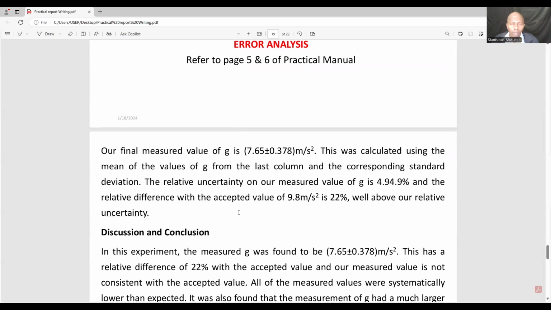some notes concerning whatever we've done before we go to discussion and conclusion. If you can remember very well, our final measured value, you can try to summarize it using some sentences. For example, you are given here, our final measured value of g is this plus or minus this error. This was calculated using the mean, with that standard deviation. Now you have the relative uncertainty, or the relative error of the value you got using the percentage, and the relative difference with the accepted value is this, which is well above the relative uncertainty. You understand? But if you don't understand this part very well, for now, don't bother with it. We'll come back to it.